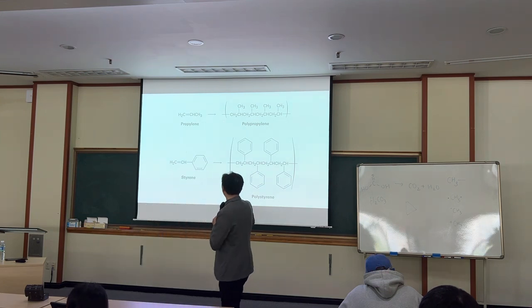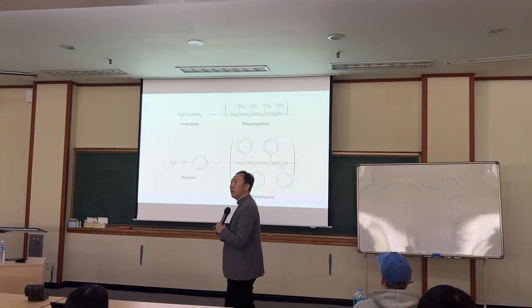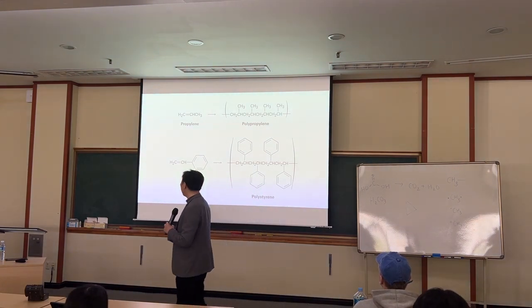Polypropylene is also alternating methyl, CH2, methyl, CH2, alternating like that. This is also very stable. Polyethylene and polypropylene are quite stable.